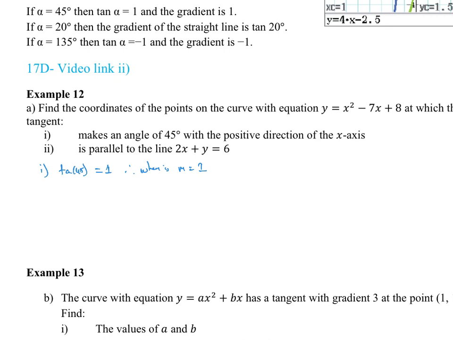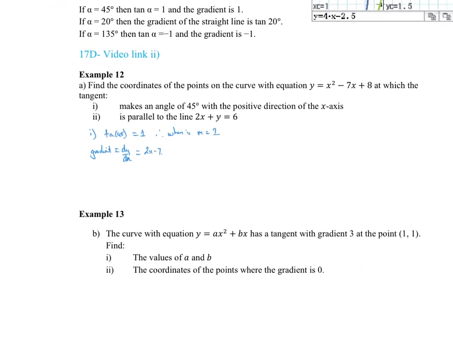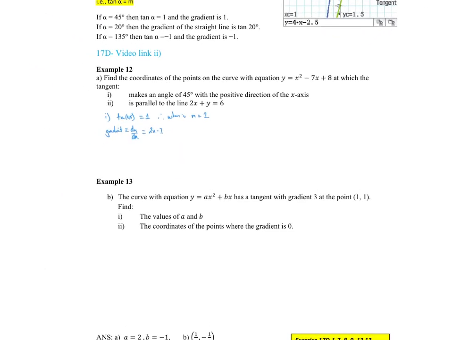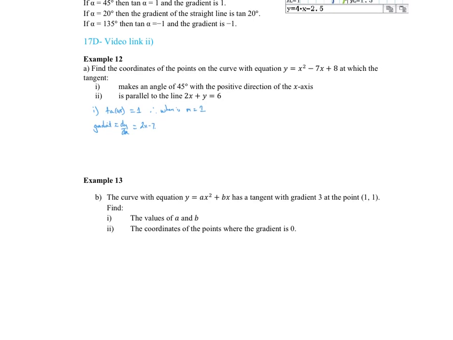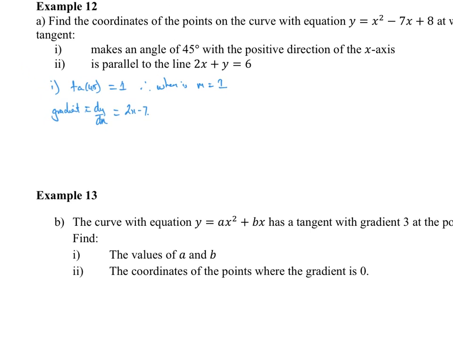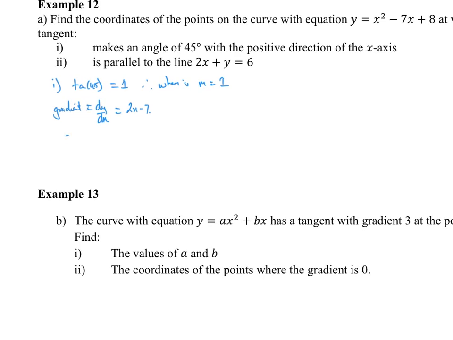So what do I know about the gradient? Well, that's what the derivative is, and that's the key big skill. The gradient is equal to dy/dx, which in this instance is 2x minus 7. So I want to know when that gradient is equal to 1. If I now solve dy/dx equal to 1, 2x minus 7 is equal to 1.